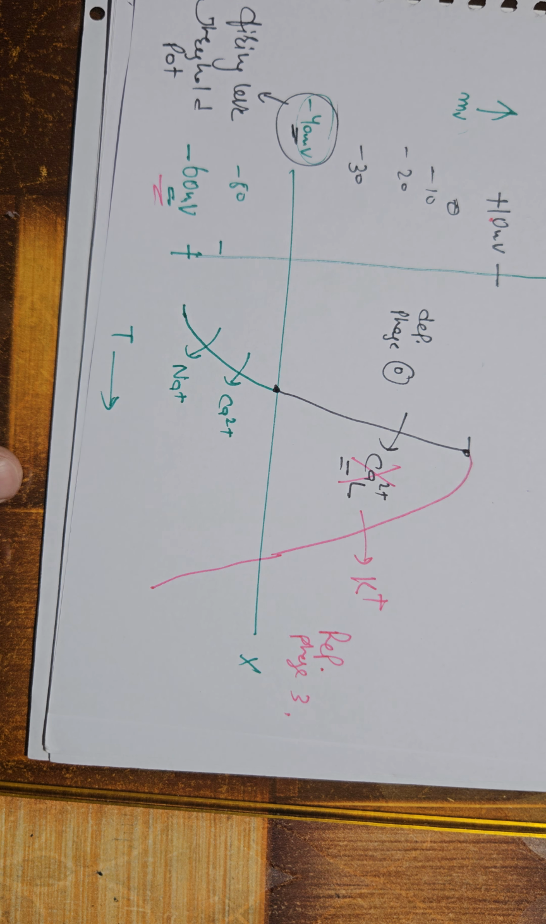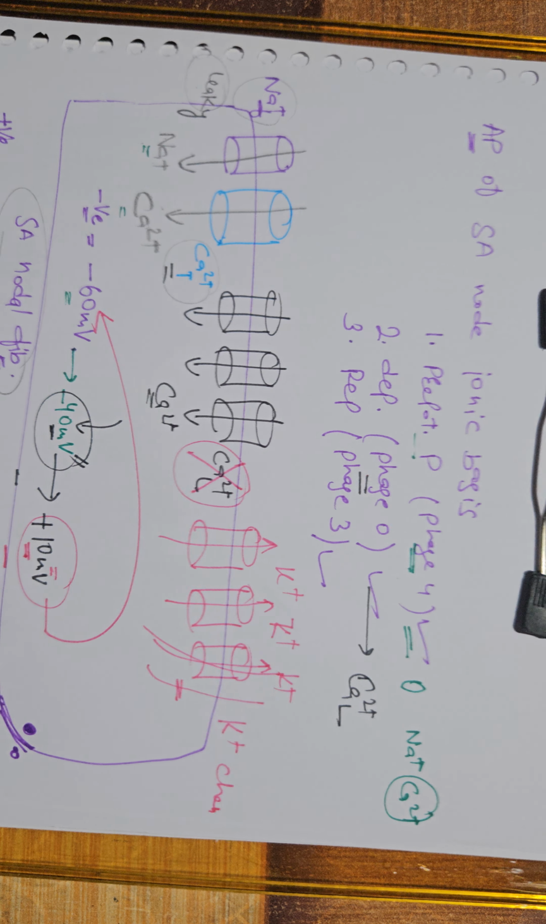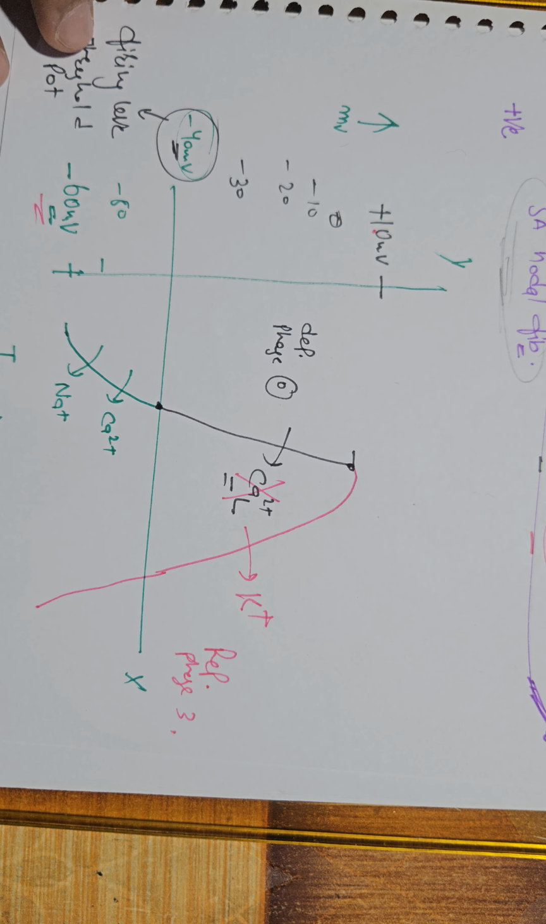Is that clear? So these are the three phases of action potential and their ionic basis: pre-potential phase, phase 4, depolarization phase, phase 0, and repolarization phase, phase 3. Now moving on to more important thing.